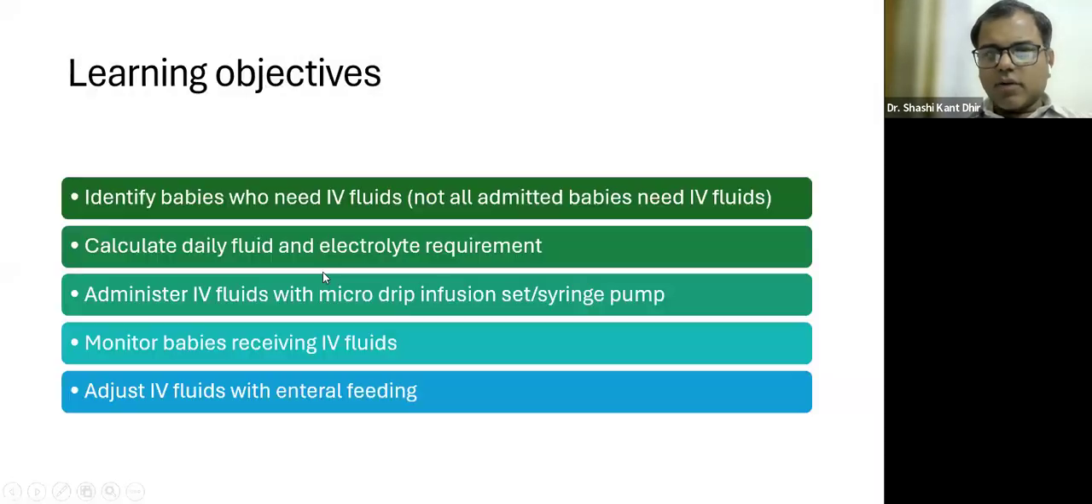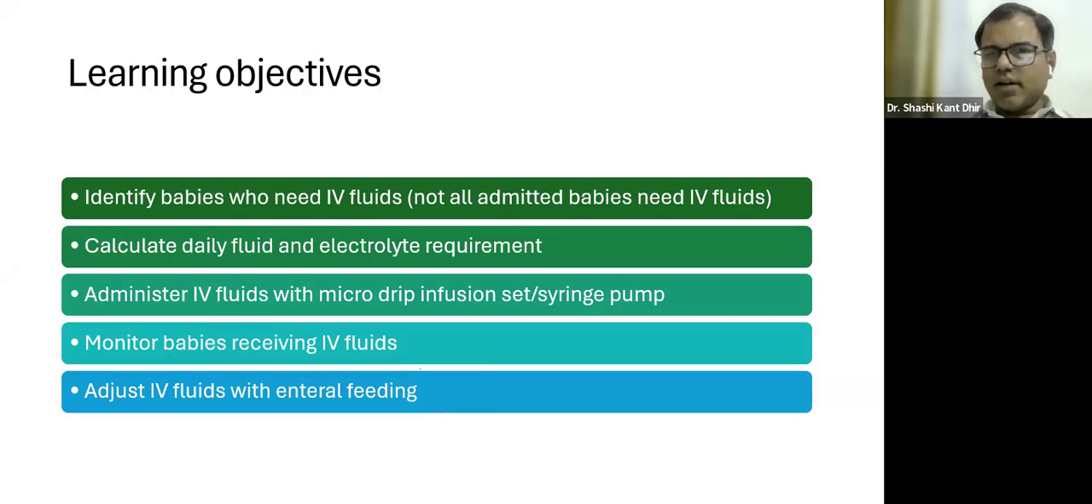So what are the indications of giving IV fluids? Anyone? Write in the chat box. So what are the indications of starting IV fluids? Please write in the chat box. So which baby should be given IV fluids? Few answers. Come on. Very good.